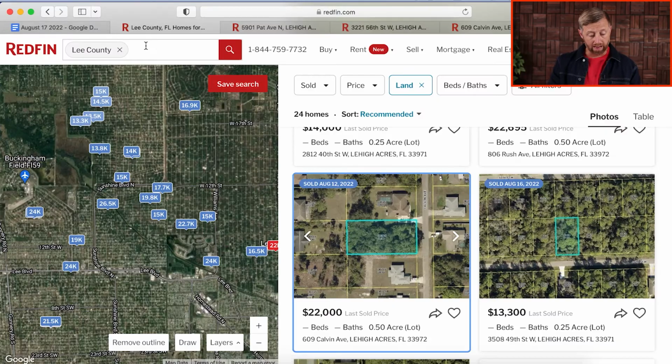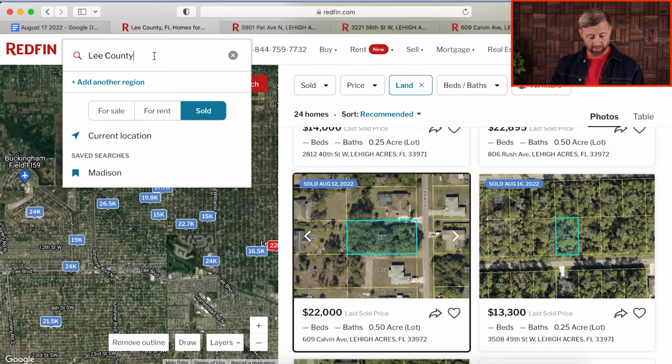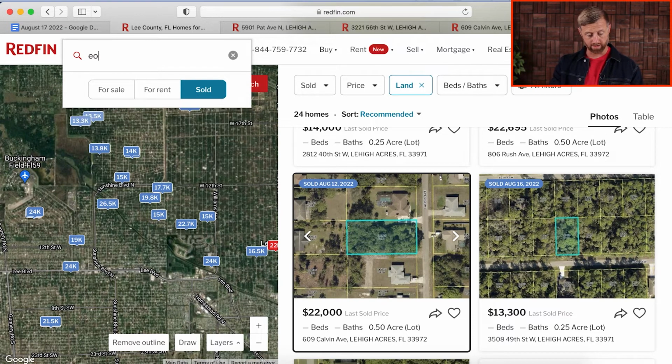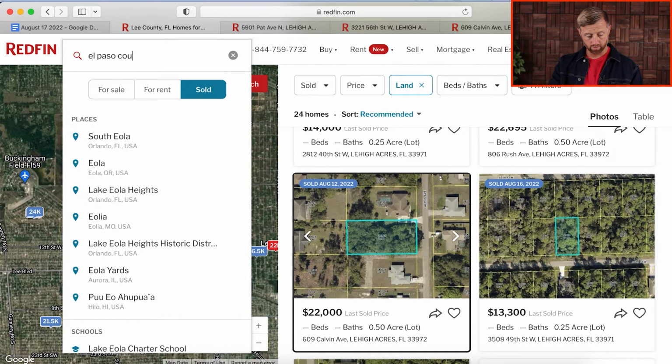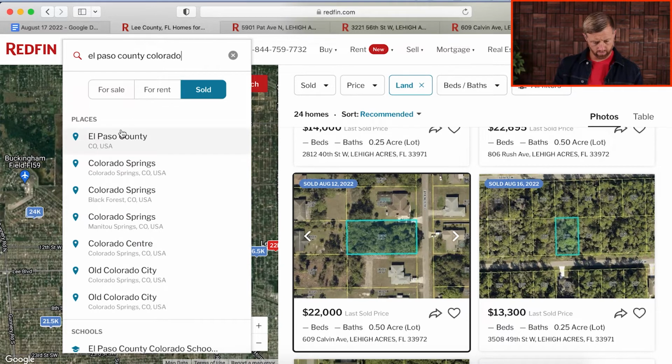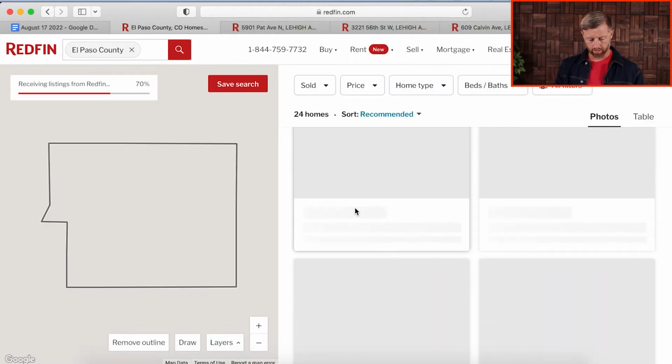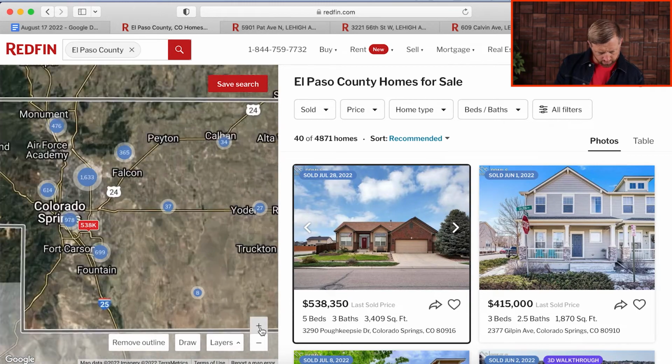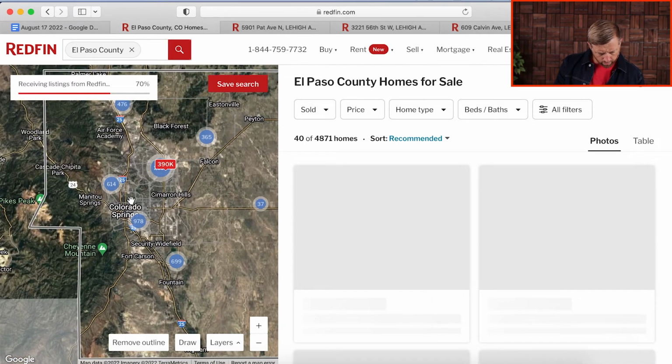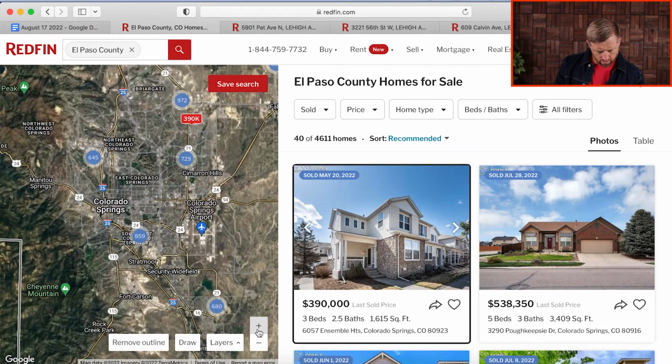You might be thinking, well, I'm not in Lee County. I want to look in another county. Well, that's where you just go on the actual Redfin here and pull up your county. All you have to do is put in your county. Let's just say that you are in El Paso County, Colorado. Comes up right here. You click on it. Let's see where the smaller properties are going to be at. Probably right here in Colorado Springs.